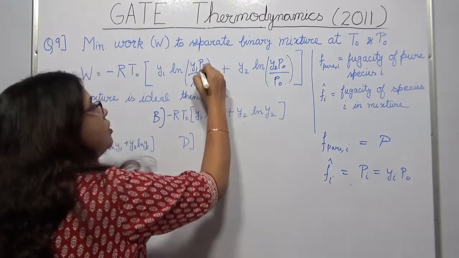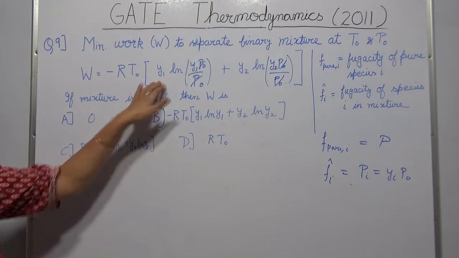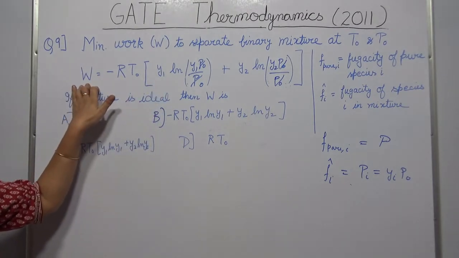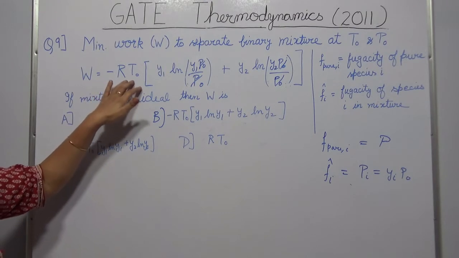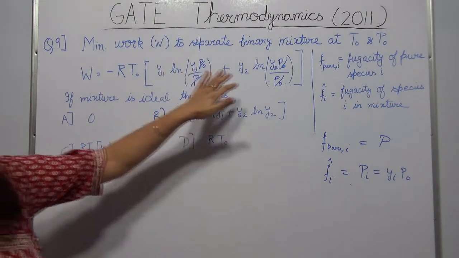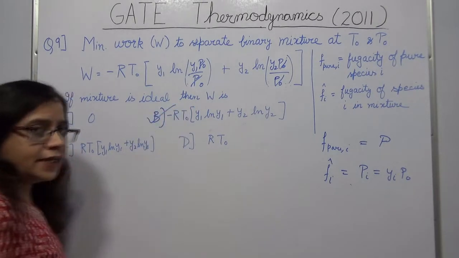Now P0 will get cancelled from the numerator and denominator, and what I am left with is that the total work which is required to separate the binary mixture will be minus RT0 (y1 ln y1 plus y2 ln y2). So what you see is that your option B is correct.